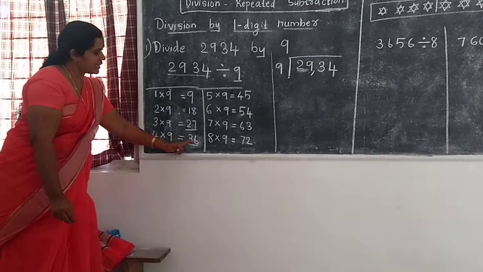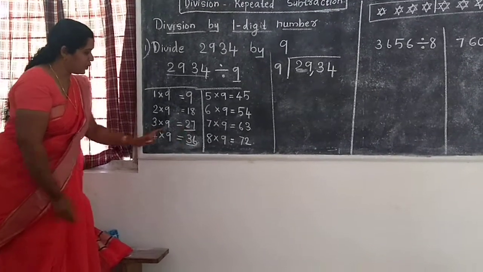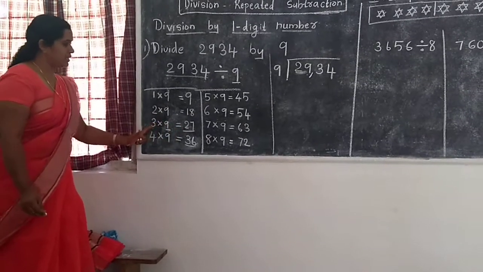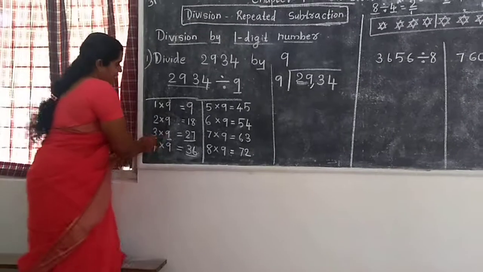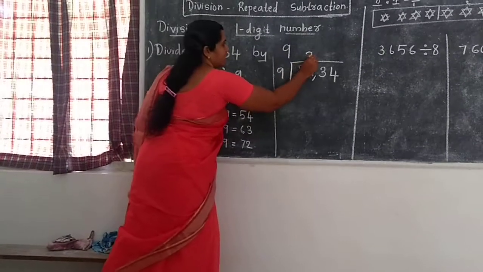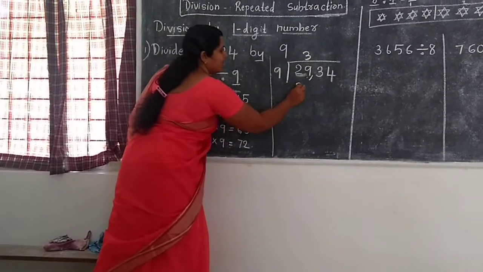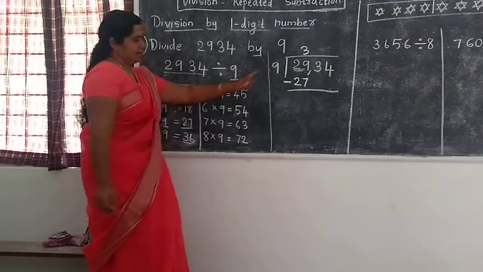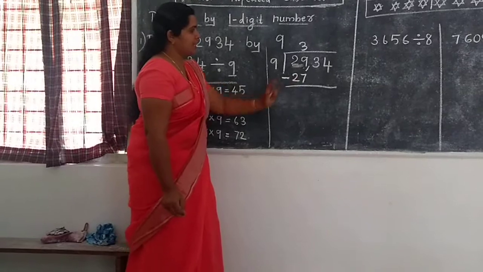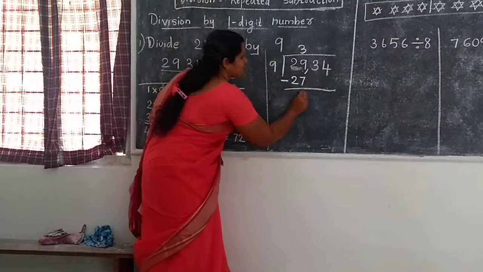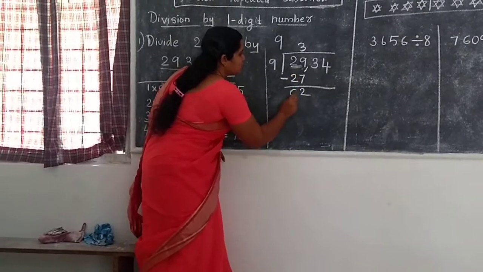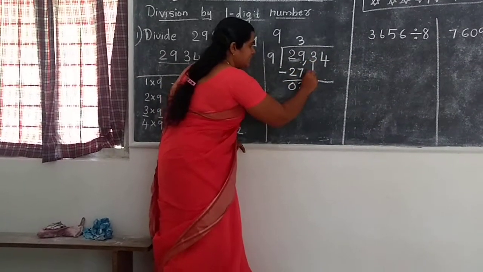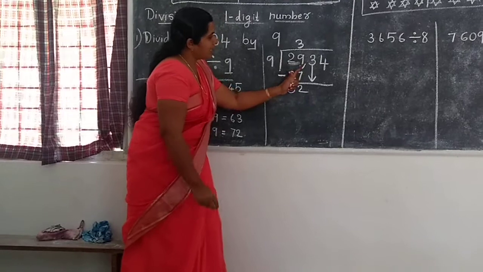So, 9 into 8 is... the answer 3. 3 nines are 27. This is the subtract. That is 29 minus 27 subtract. Answer 2. This is the next digit. 0 is the digit.